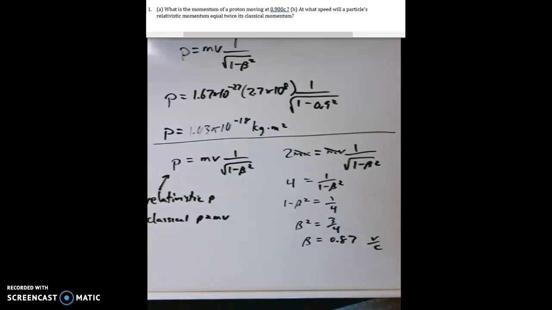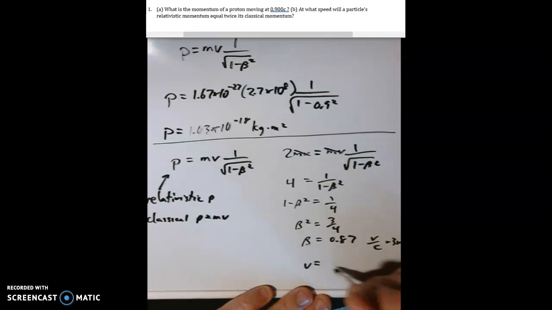Now, we probably want an answer. I could say that's 87% the speed of light. Or if we want to convert that to meters per second, I just need to multiply by 3 times 10 to the 8 meters per second for c, and I get a velocity of 2.6 times 10 to the 8 meters per second.